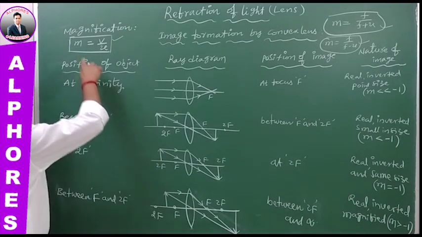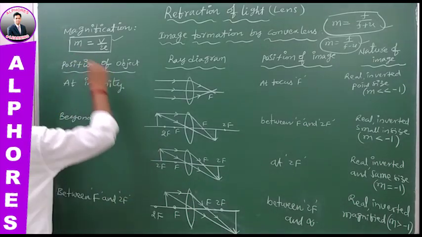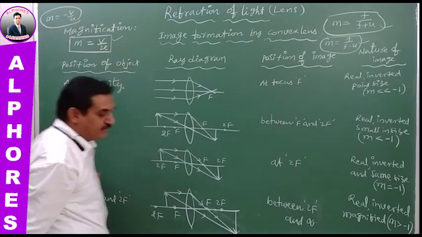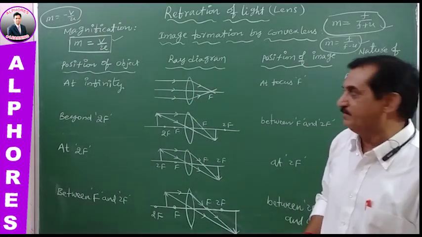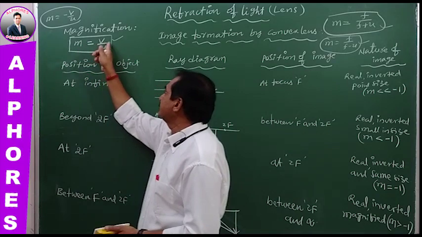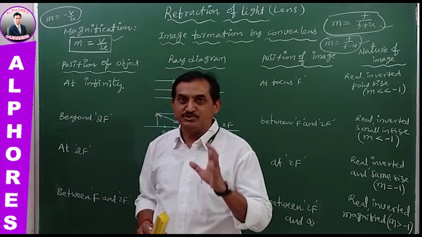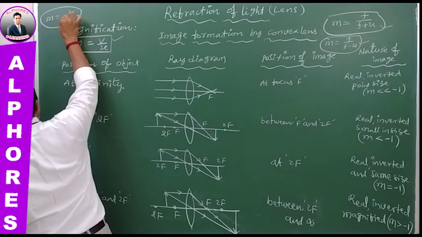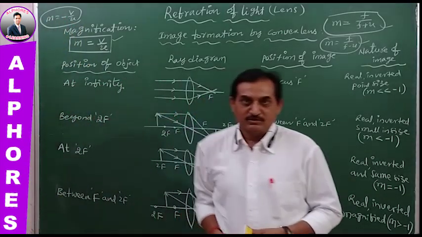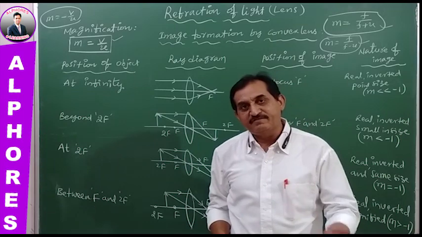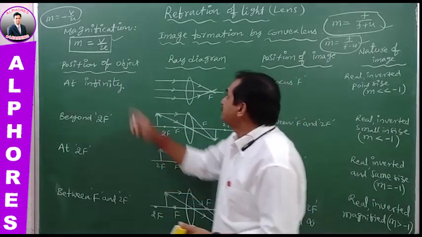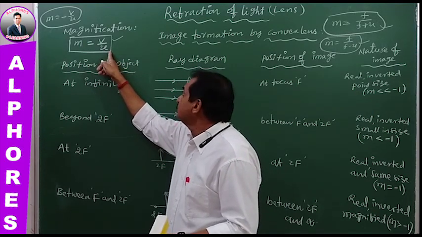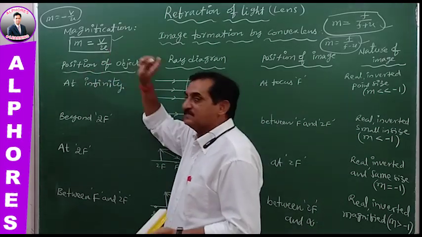So here, the general magnification formula in case of spherical mirrors, there we discussed, M is equal to minus V by U. This is the magnification formula in case of spherical mirrors. But in case of lens, the magnification formula is V by U. Here it is minus V by U in case of spherical reflecting surface, and this formula is valid for both concave mirror and convex mirror. And this is for convex and concave lenses. It is common, we can use this formula. It is valid for convex and concave lens.